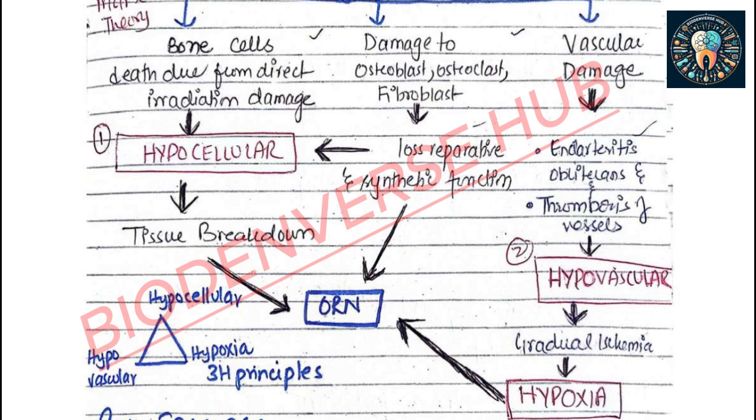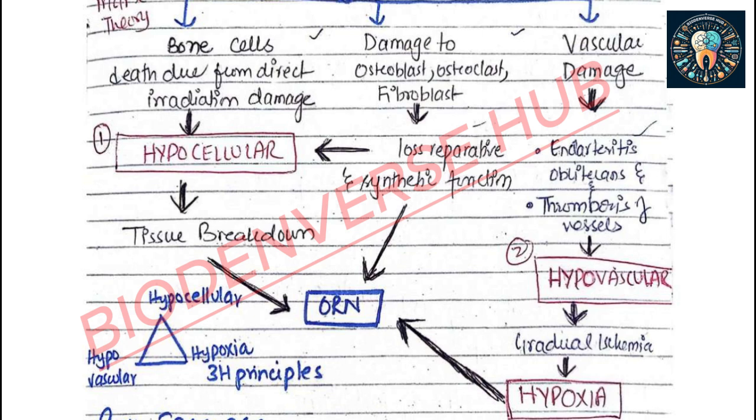Radiations were given, again of a higher intensity, in excess of 50 grays, and what this radiation caused was that bone cells started to die because of this direct irradiation damage. And as the bone cells became necrosed and bone cell death occurred, it leads to hypocellularity.